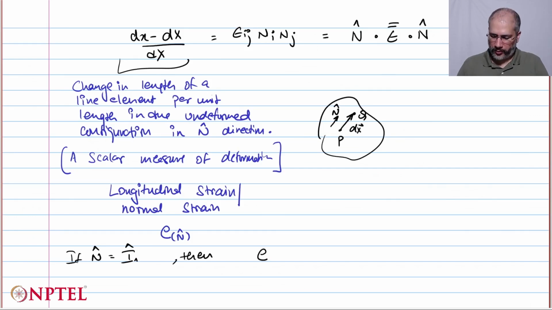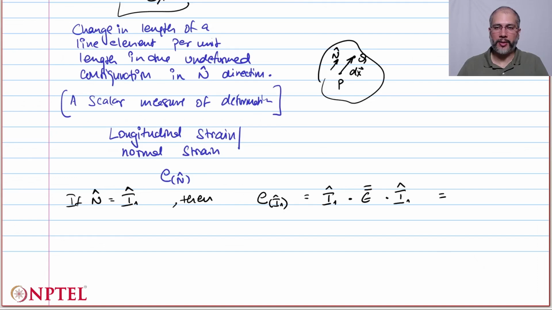Then the longitudinal strain E in the I1 hat direction becomes I1 hat dotted with an epsilon dotted with an I1 hat. And this is simply epsilon 1 1. And similarly, we can see that E I2 hat is epsilon 2 2, and E I3 hat is epsilon 3 3.